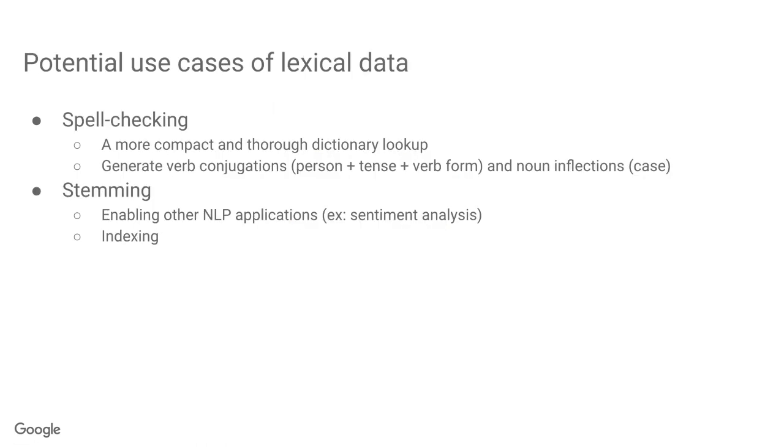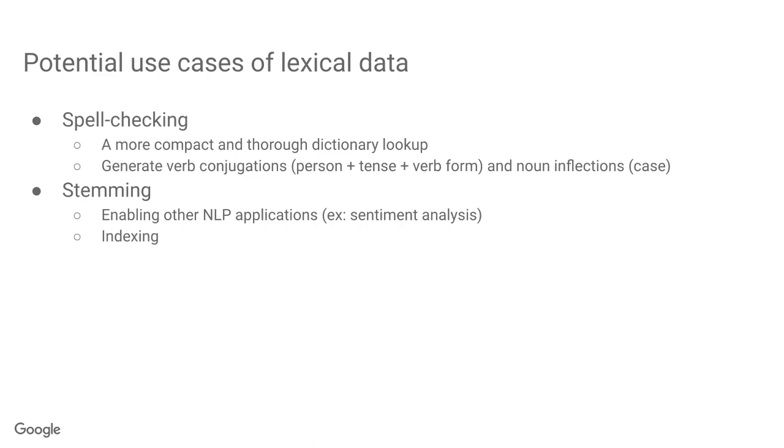Let's look at some potential use cases of lexical data. For spell checking, it might be possible to have a more compact yet thorough dictionary lookup if we store just the word stems. By storing the word stems and not all of the words themselves, it will obviously be a big space savings. But it could also be more thorough because we can generate the verb conjugations and noun inflections using all the word stems. And this might be able to catch some of the words that we might be missing if we're just collecting all the words that we think we know.